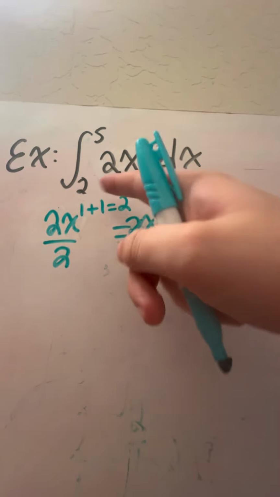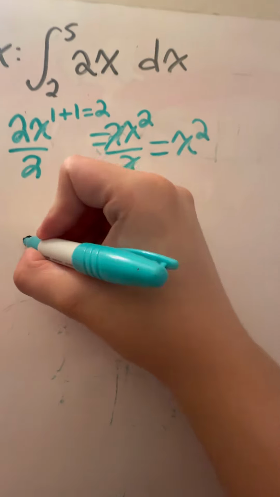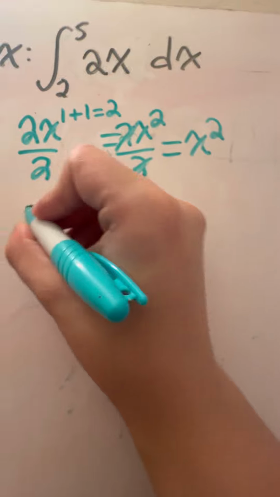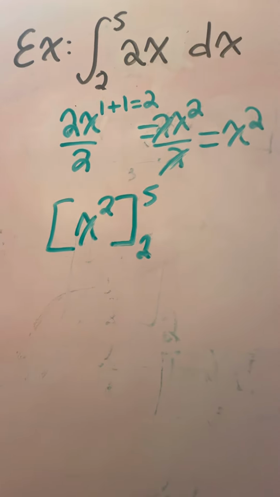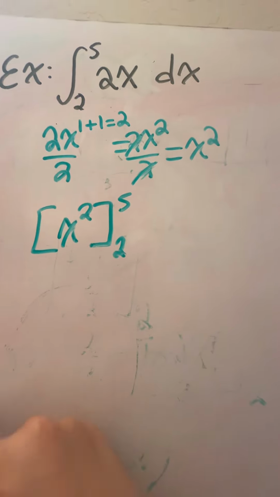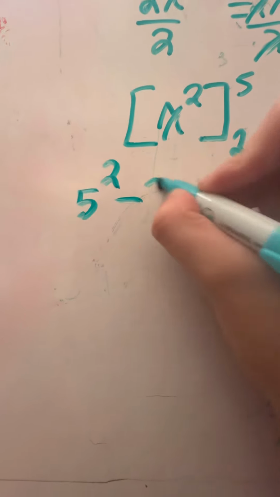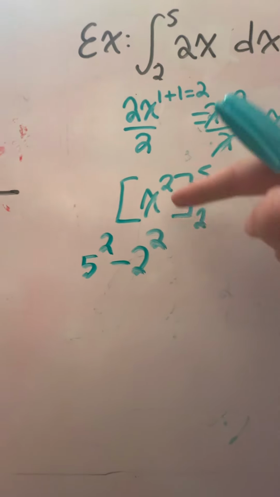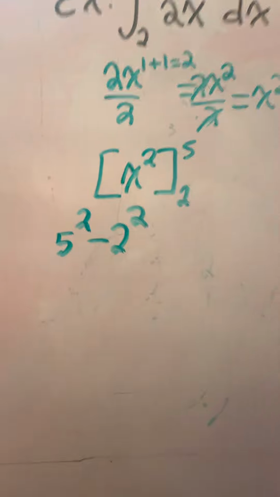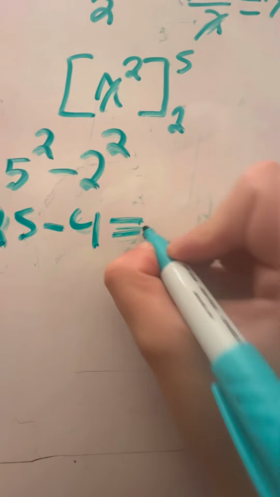So we already did the antiderivative, right? The integral of 2x is x squared. We write x squared in brackets from 2 to 5. Now we do 5 squared minus 2 squared. This is similar to F of b minus F of a, where x squared is our capital F. And so we get 25 minus 4, which equals 21.